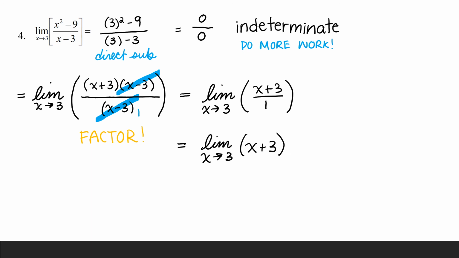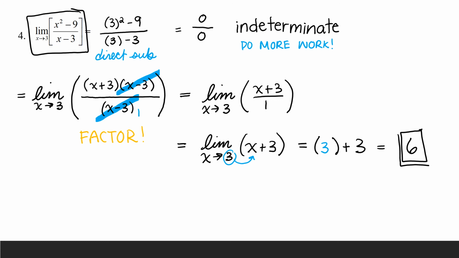And now I can use direct substitution. So I'm going to directly substitute my 3 in for x. So this is equal to 3 plus 3, which is 6. So the limit as x approaches 3 of x squared minus 9 all over the quantity x minus 3 is 6. And that is how you use factoring in order to evaluate a limit for an indeterminate form.